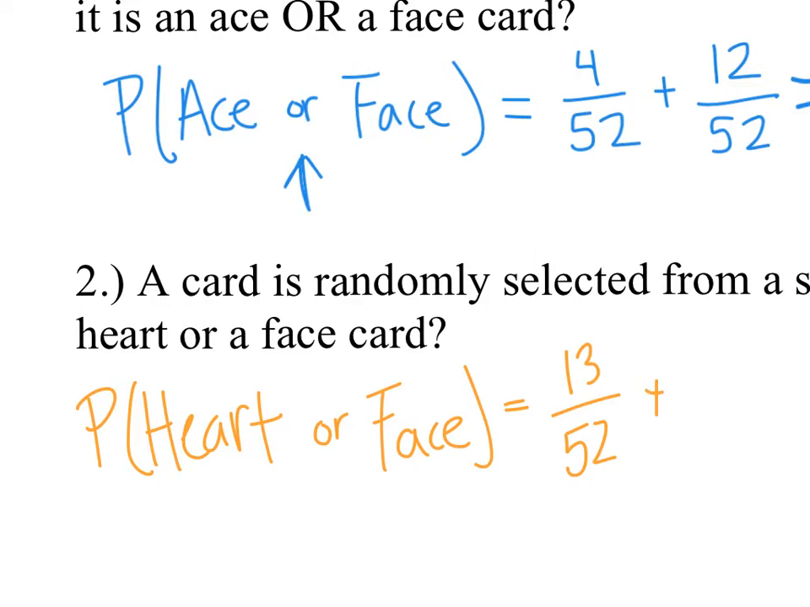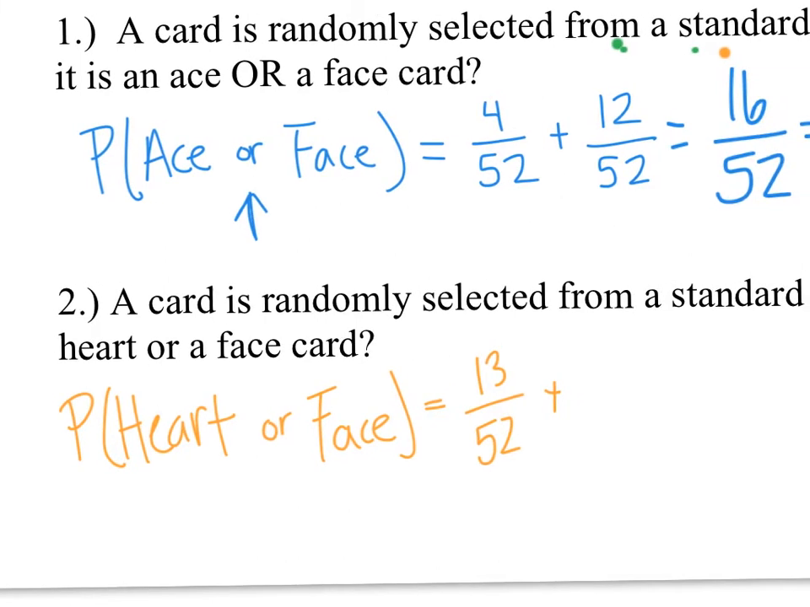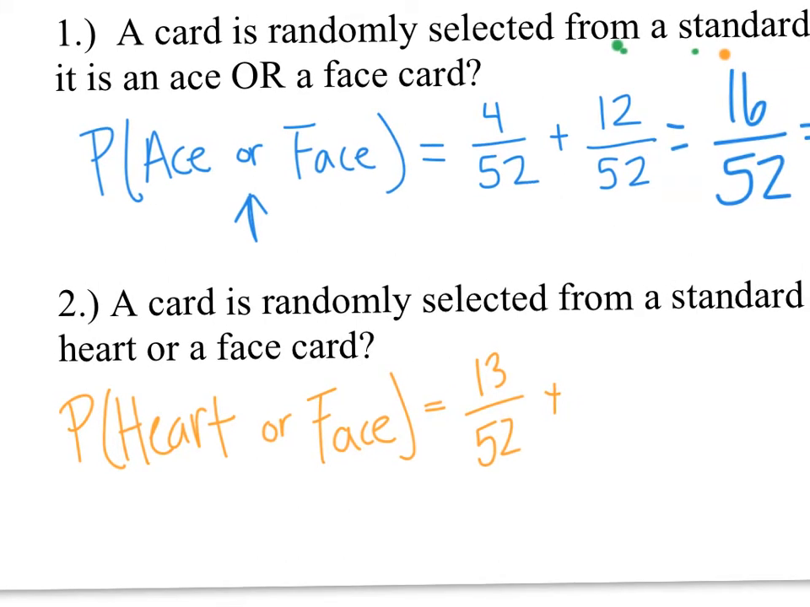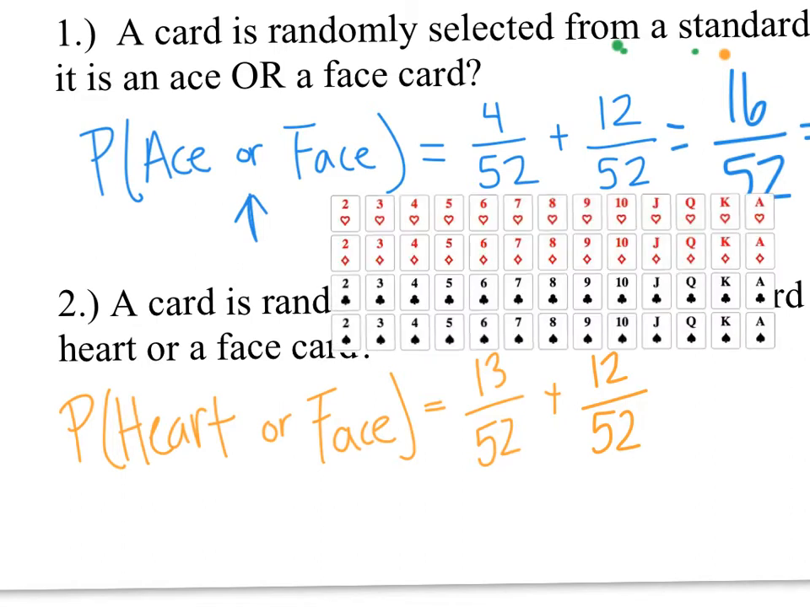Okay, plus how many face cards are in the deck? We just said it above in the other example. How many jacks, queens, and kings are there? There are 12. Okay, so I just magically got a deck of cards there. So we have our hearts. Those are the 13 right here. We have our face cards. That's the jacks, queens, and kings.